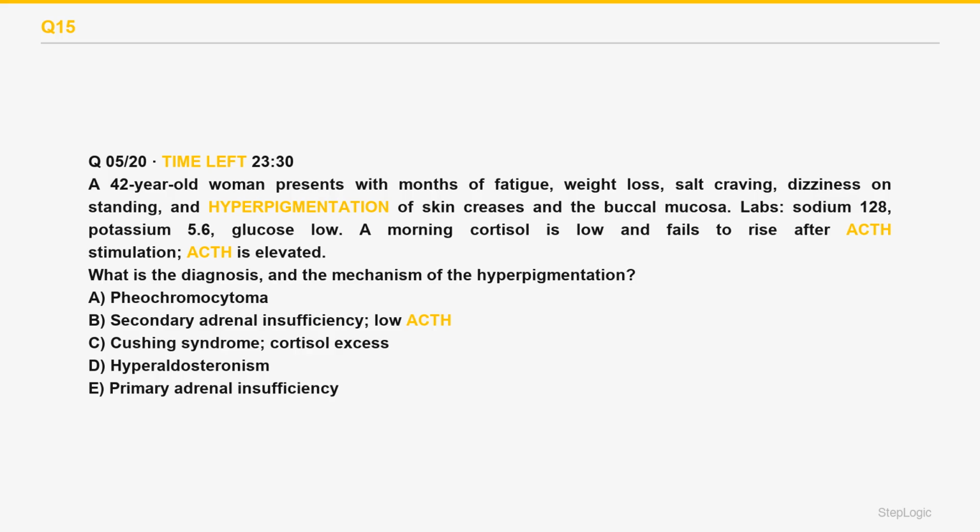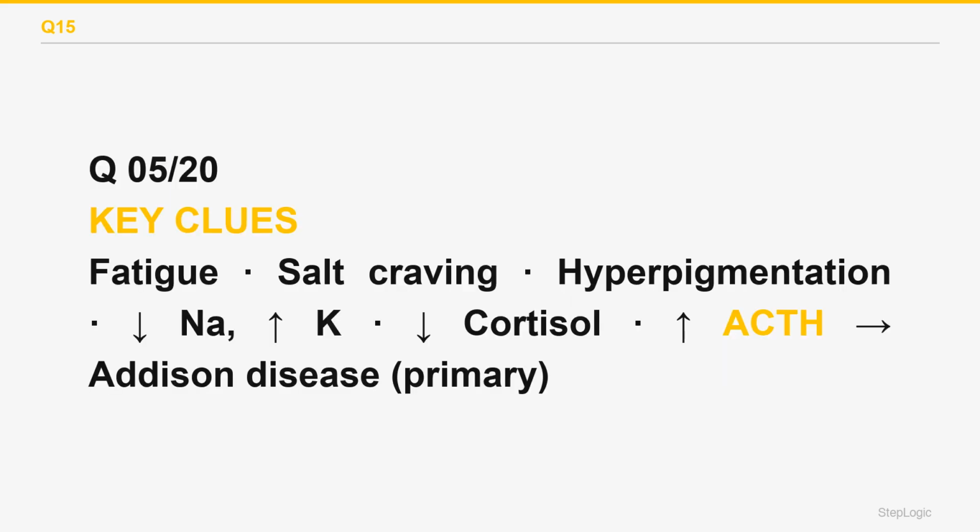Fatigue, salt craving, hyperpigmentation, hyponatremia, hyperkalemia, low cortisol not responding to ACTH, high ACTH: primary adrenal insufficiency, Addison, ACTH-driven pigmentation. This is primary adrenal insufficiency, Addison disease, failure of the adrenal cortex itself. Loss of cortisol causes fatigue, weight loss, hypoglycemia, and hypotension. Loss of aldosterone causes salt wasting with hyponatremia, hyperkalemia, and volume depletion.